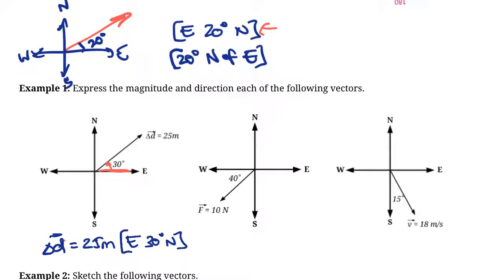Okay, coming back. You should have tried it already. So this force vector is 10 newtons, and the direction of that is, well, it starts by going west, and then it goes 40 degrees south. So we would say west 40 degrees south because it starts by going in a west direction, and then it's like going 40 degrees in a south direction.